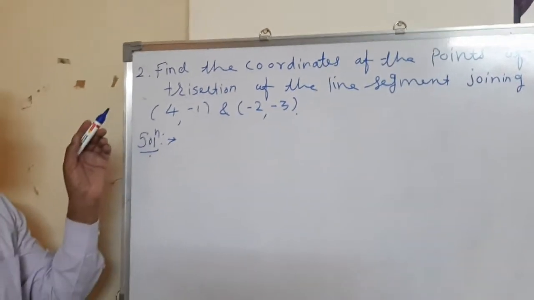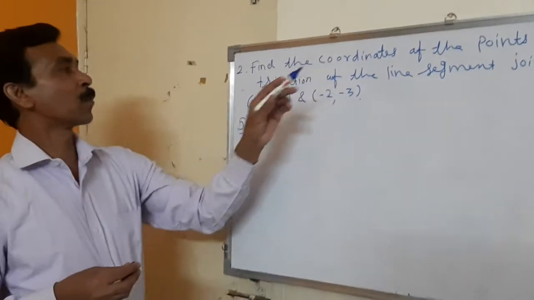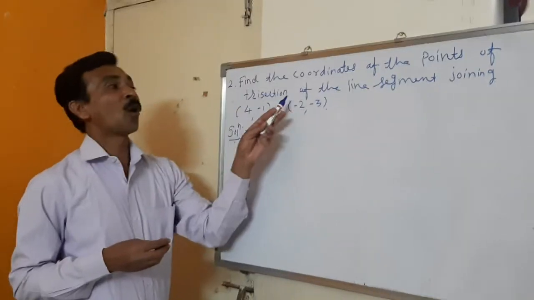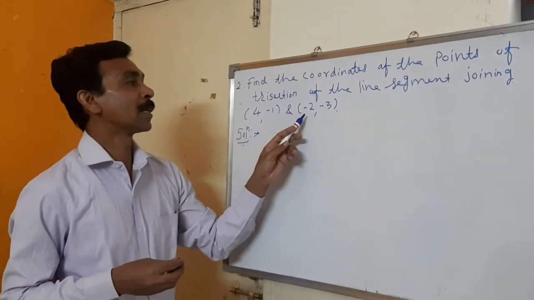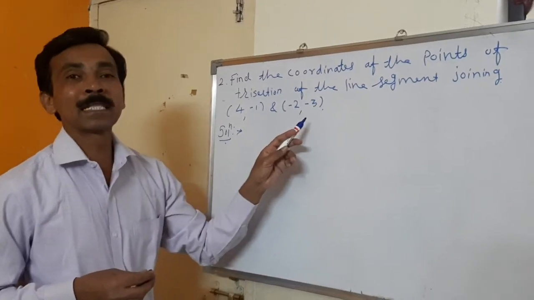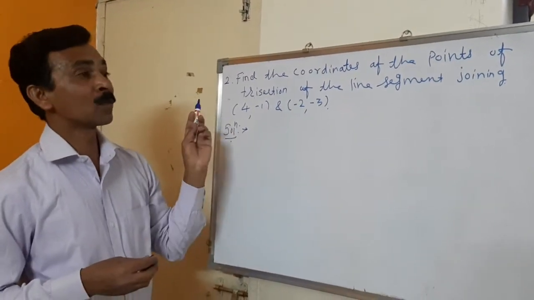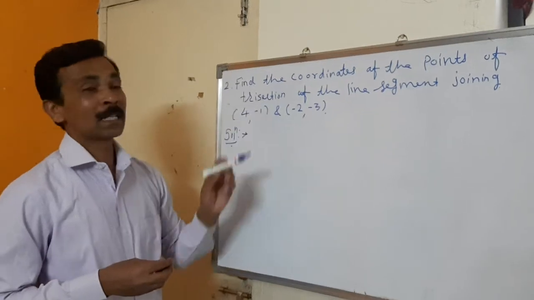Now let's see the next sum. Find the coordinates of the points of trisection of the line segment joining (4, -1) and (-2, -3). Now the last sum was different. Here the word used is trisection.